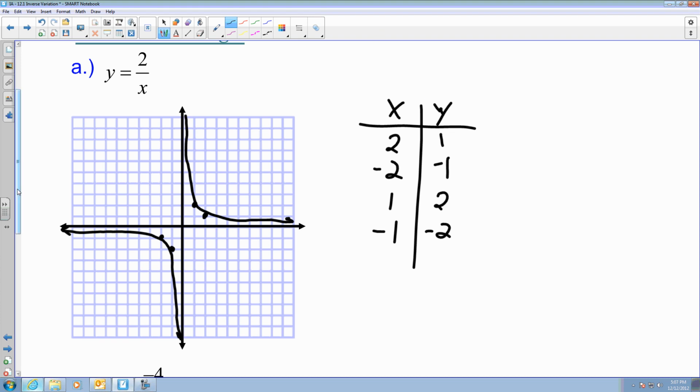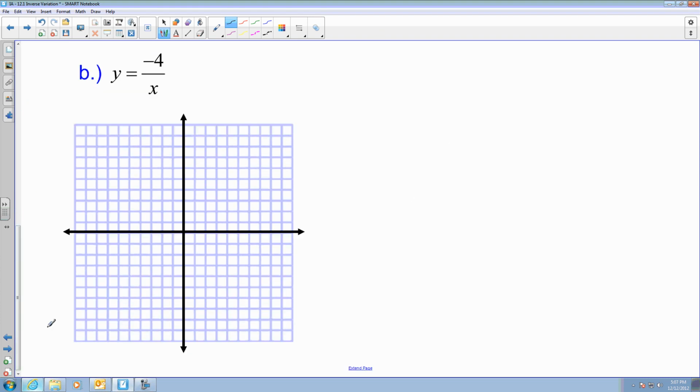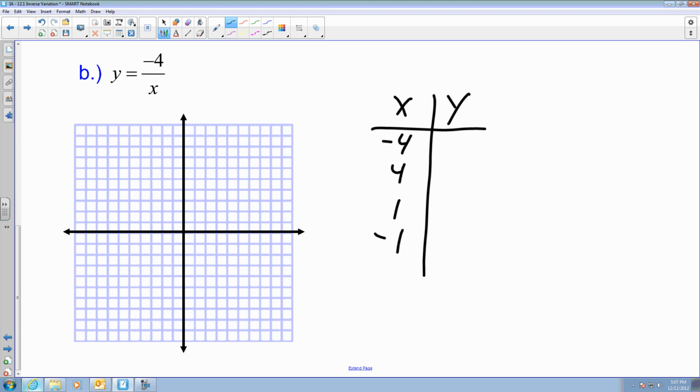For b, which is down here, I have y equals negative 4 over x. Just like I did before, I'm going to make my t-chart, and I want to do negative 4 and 4, and I also want to do 1 and negative 1. If x is negative 4, my y will be 1. With x being 4, my y would be negative 1. If x is 1, my y is negative 4. And if my x is negative 1, my y is 4.